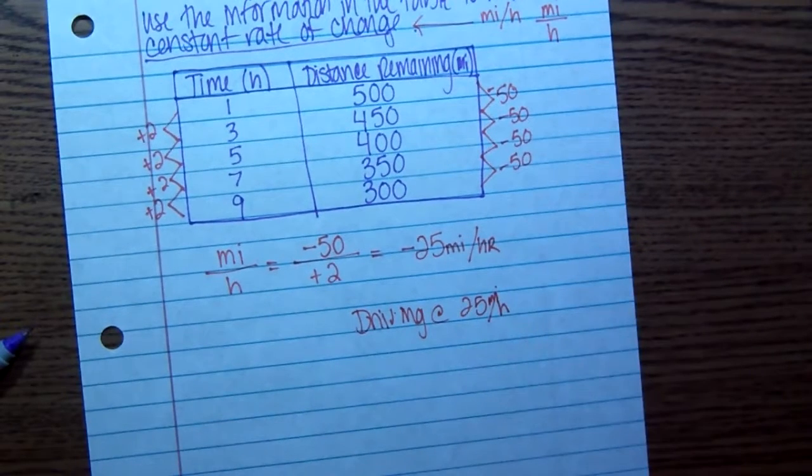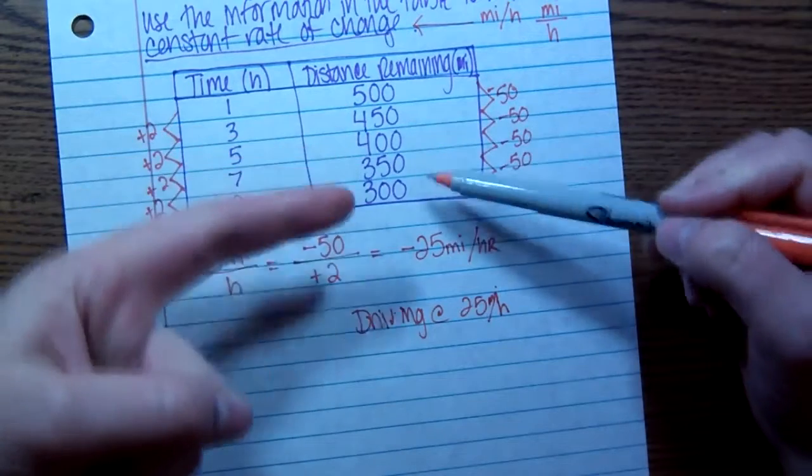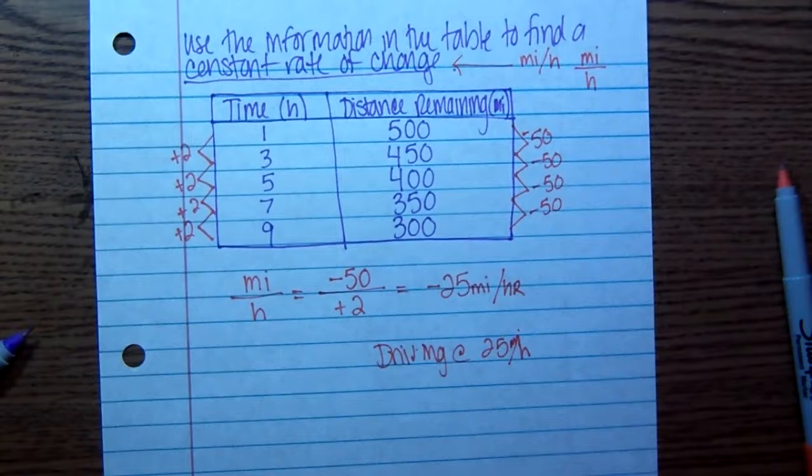They're driving 25 miles per hour because every hour they have 25 less miles to drive. So that's how much they're accomplishing. So we can use negatives in the real world too when we're talking about distance remaining instead of distance traveled.